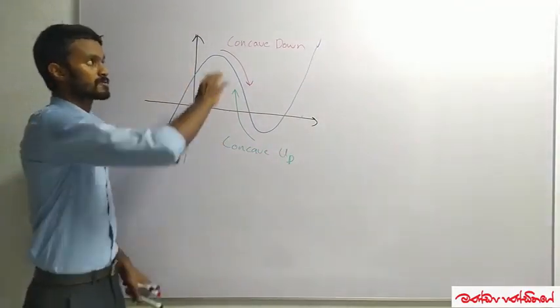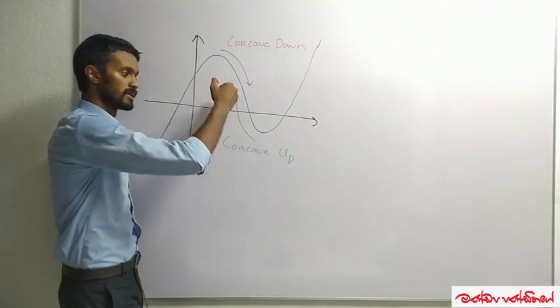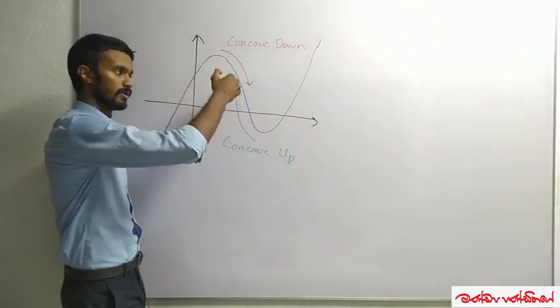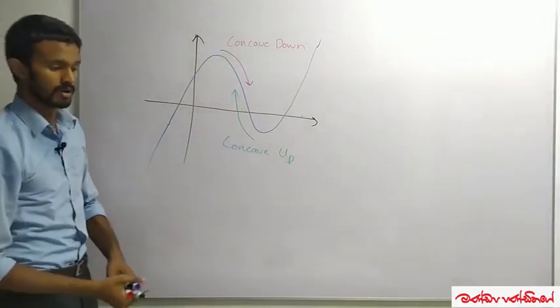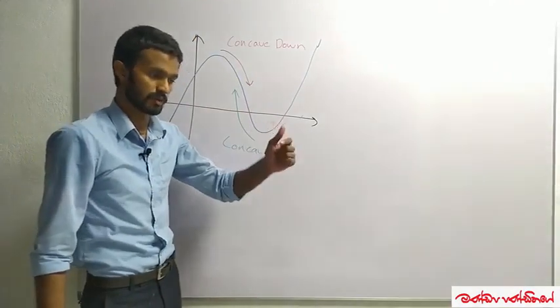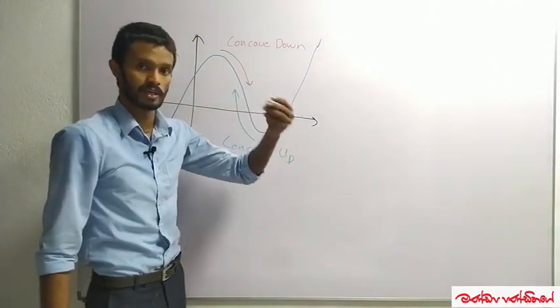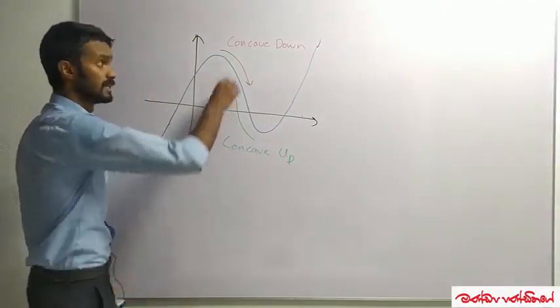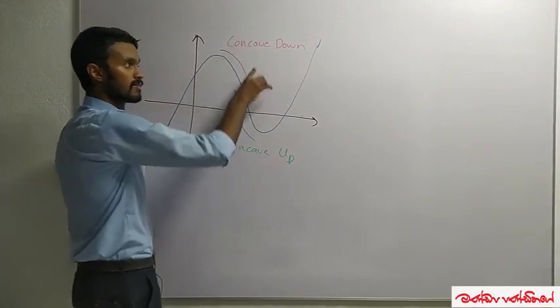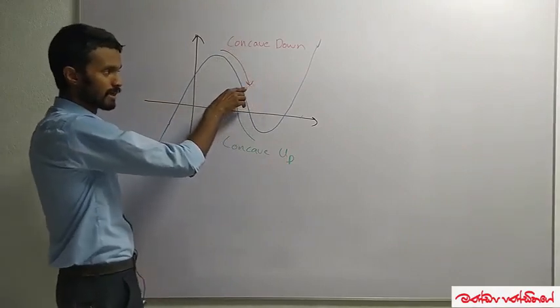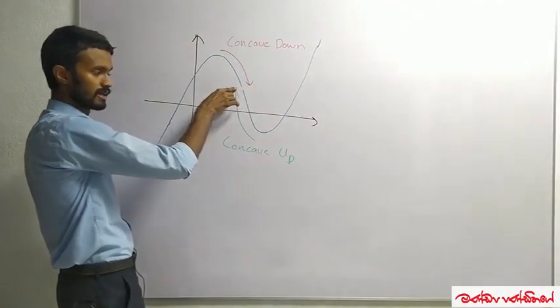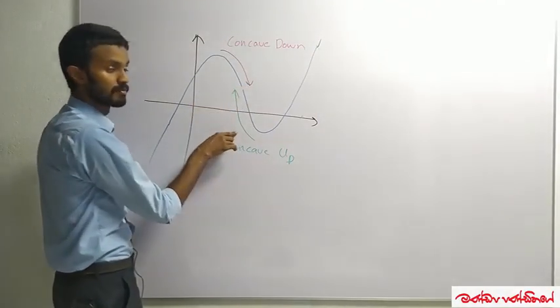Now it is clear. This part is concave down, this part is concave up. So what is an inflection point? An inflection point means a point where the concavity of a graph is changed, and it is clear the concave down nature changes somewhere like here, and then it takes a concave up nature.